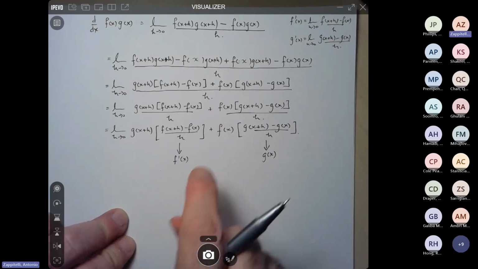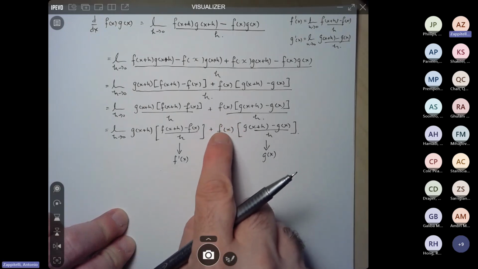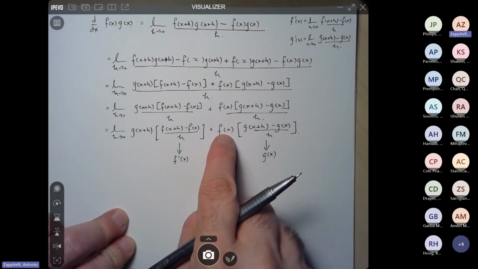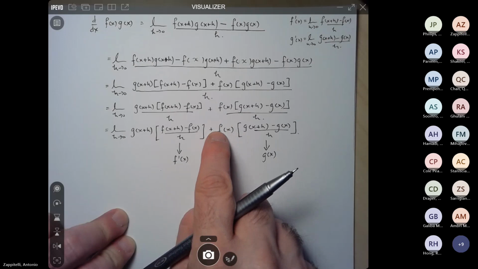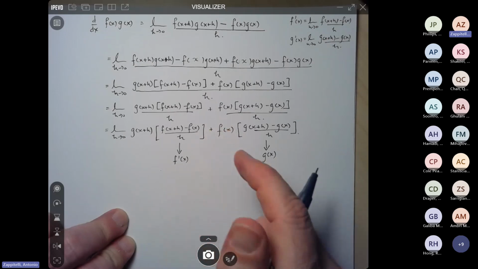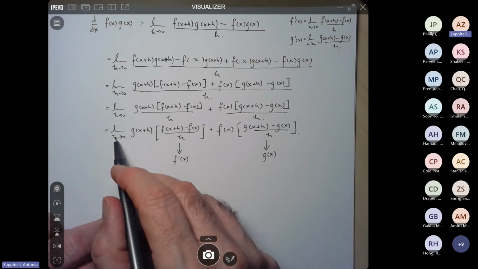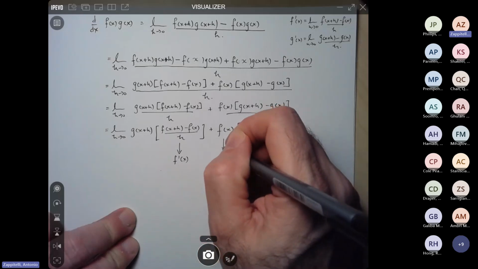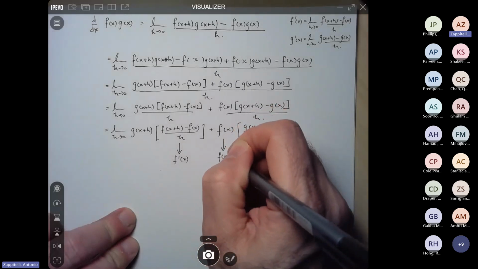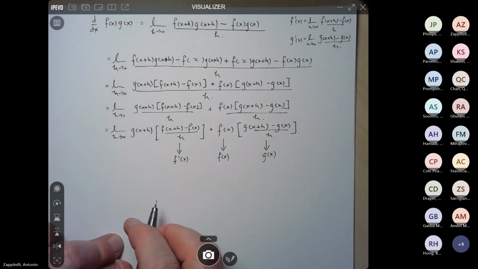Okay? Here, f at x, is there any h here? Is this affected by h approaching 0? No, there's no h related to this expression. So it just stays the same. It acts like a constant in this limit. It's not changing as h approaches 0. Okay? Sorry, that was g prime of x.